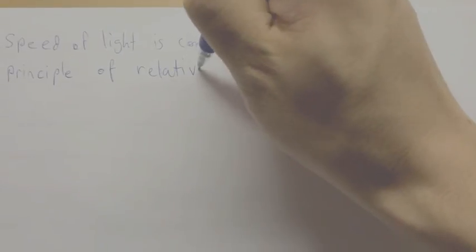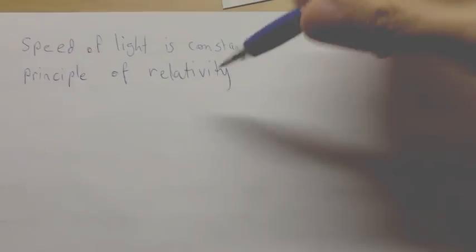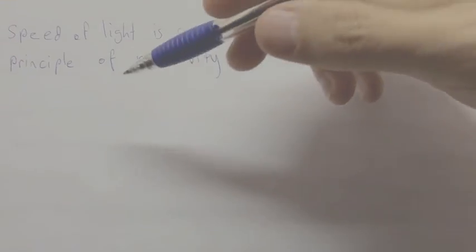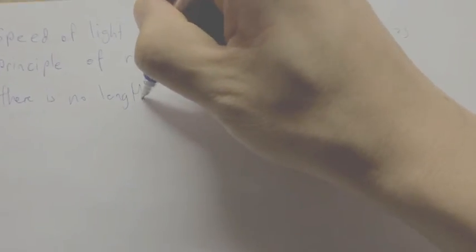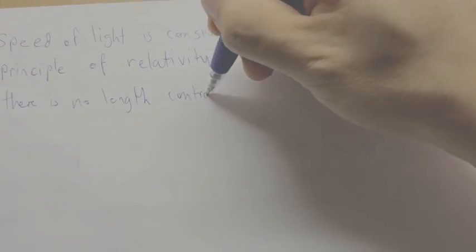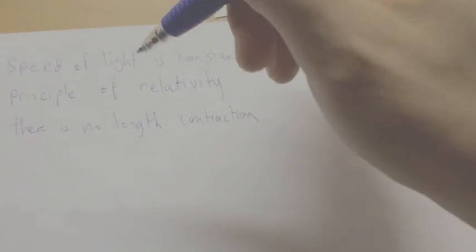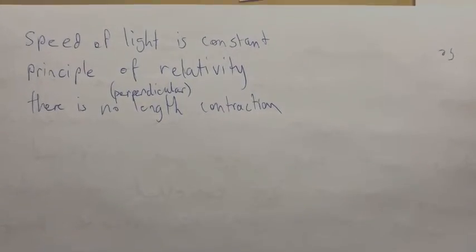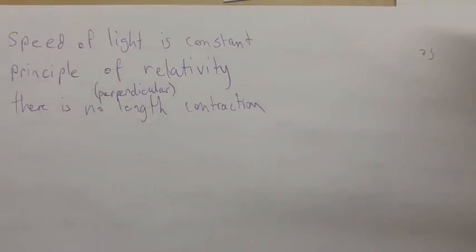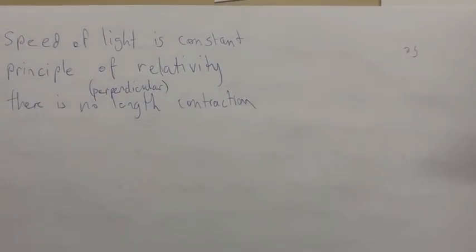And we also want to assume, though it's actually a consequence of the principle of relativity video, that there is no length contraction perpendicular to motion, length perpendicular to that direction. Okay, and if you watch the other video, this concept should be quite familiar to you.